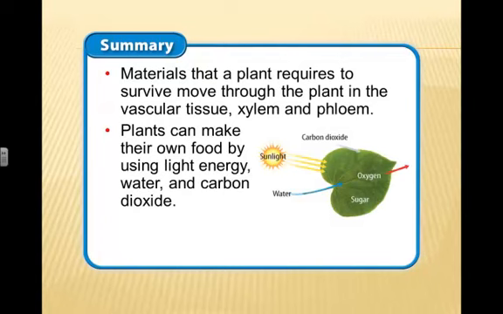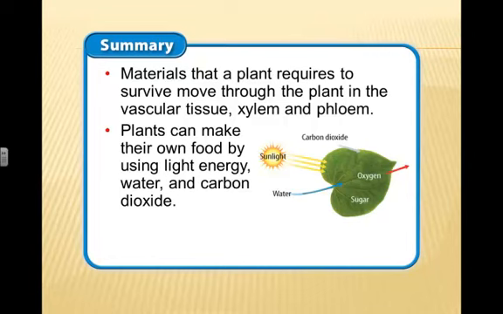Materials that a plant requires to survive move through the plant in the vascular tissue, xylem and phloem. That is how they are similar. No matter what ingredients they're needing, they're flowing. The water, oxygen, all of that is dissolved and carried around. And remember also that the little stomata are letting a gas exchange take place.